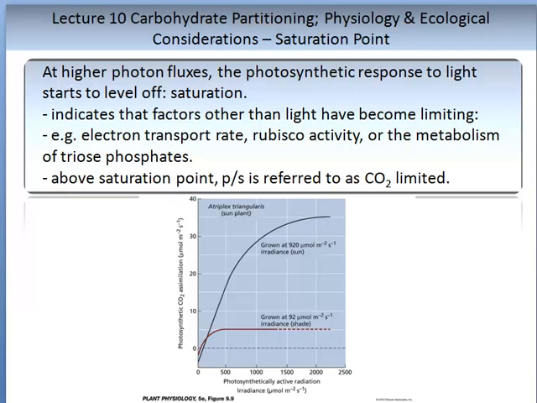In situations where higher photon fluxes occur, the photosynthetic response to light starts to level off. At the point where it starts to level off, we call this the saturation point. This actually indicates that light is no longer limiting and that something else has become limiting in the photosynthetic process. Examples of other components that can become limiting are the electron transport rate, the Rubisco activity, or the metabolism of triose phosphates. Above saturation point, photosynthesis is referred to as carbon dioxide limited.